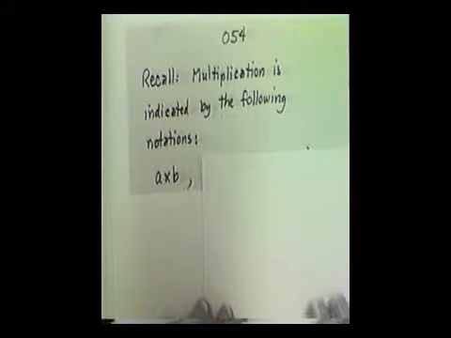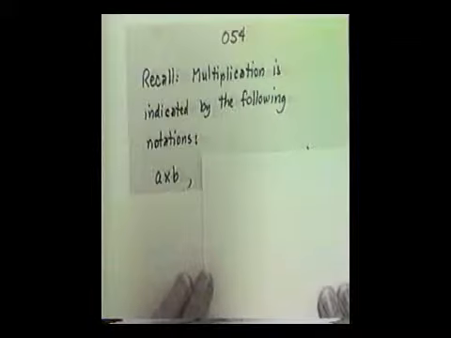Let's begin by looking at notation. Recall that multiplication is indicated by several different notations. The most familiar one, perhaps from your elementary school days, is the cross mark. Multiplying A times B is written A cross B. This is the symbol that we use on calculators and on some computers.